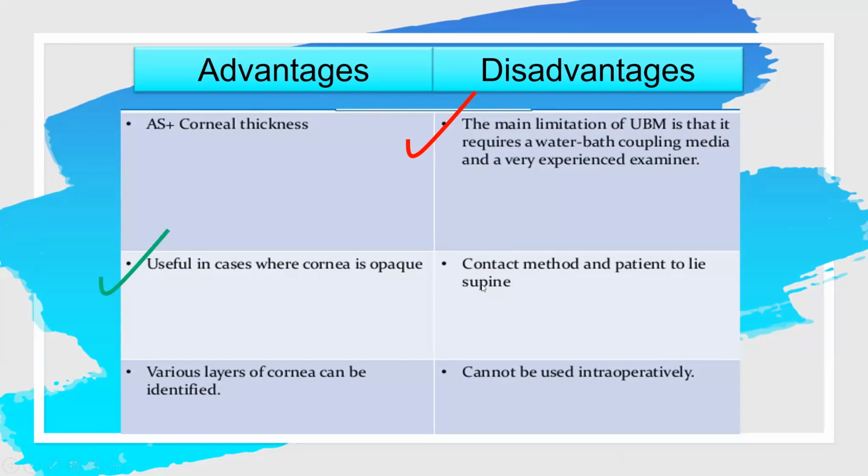But it is very, very useful in opaque cornea, because sometimes in anterior segment OCT, you might not be able to see behind the opaque cornea as the light is not penetrating nicely. But because it is based on ultrasound, it can penetrate the opaque cornea. So suppose you have a patient with a failed graft, you can see inside the opaque cornea also with the help of ultrasound biomicroscopy.